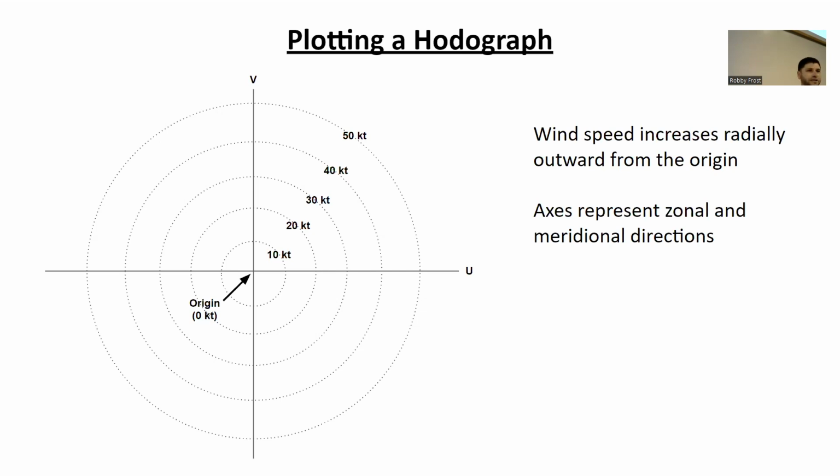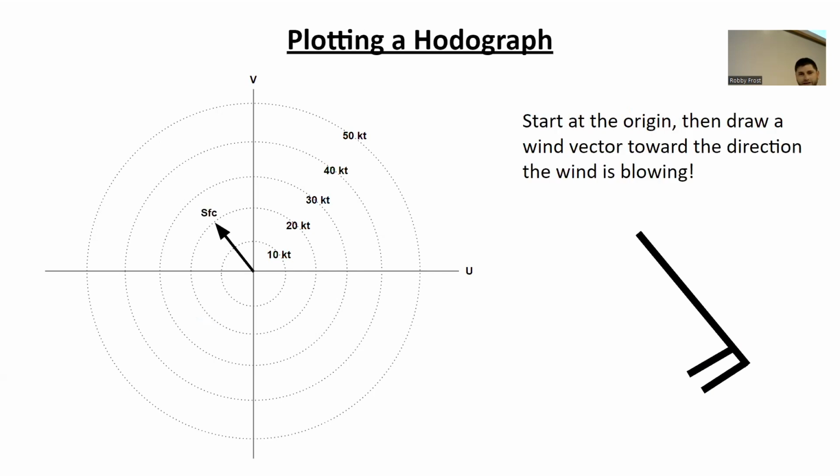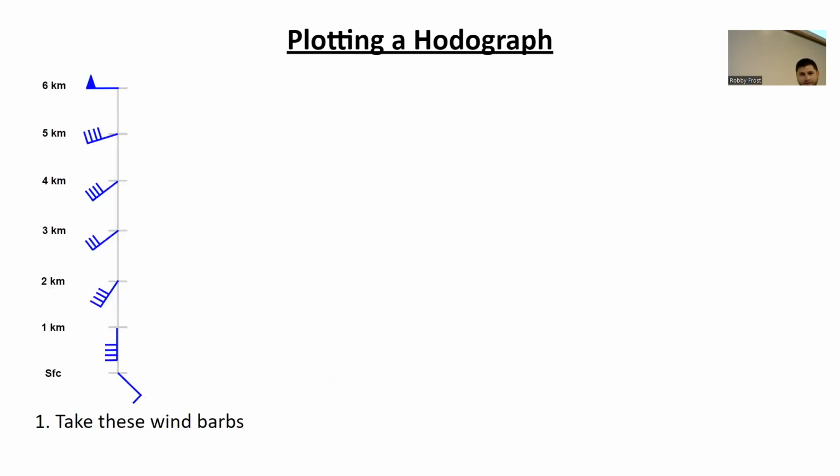Axes are going to represent directions, essentially. So in this case, we're in UV space. You can do lots of different things with this, but the point is here, we're going to plot wind vectors on this and then eventually draw a Hodograph. So given a southeast wind, we're going to take a vector starting at the origin and point toward the northwest. The wind is blowing toward the northwest, or from the southeast. And you notice that the wind vector stops at the 20 knot range ring. That is the speed of the wind.